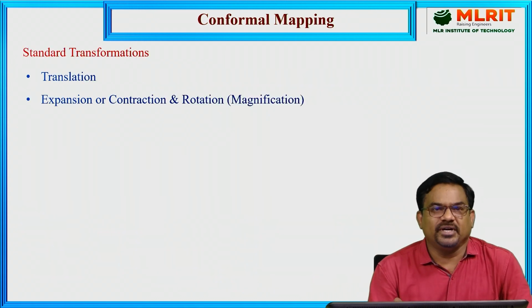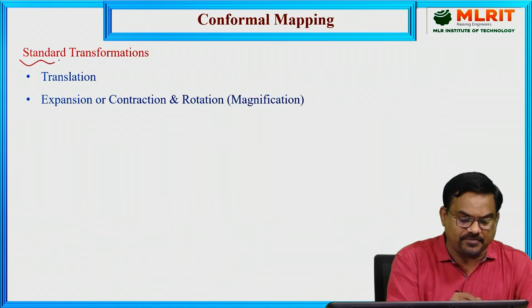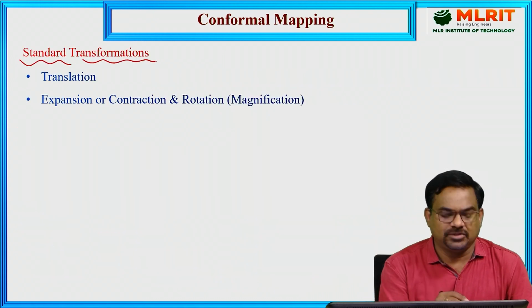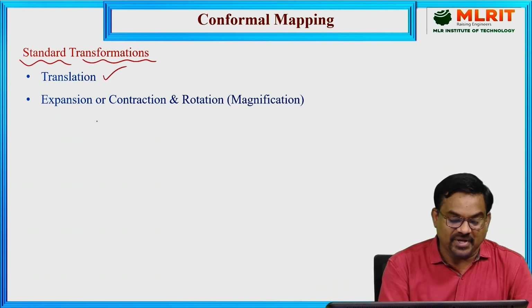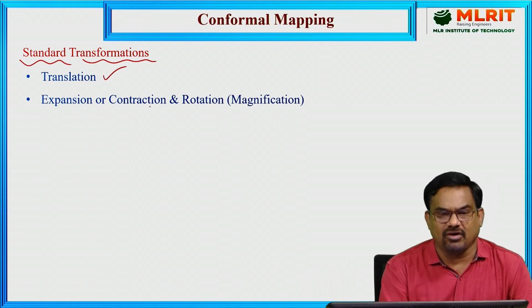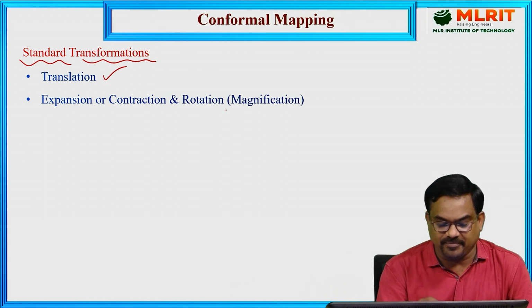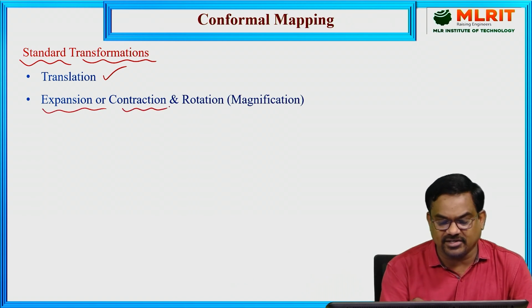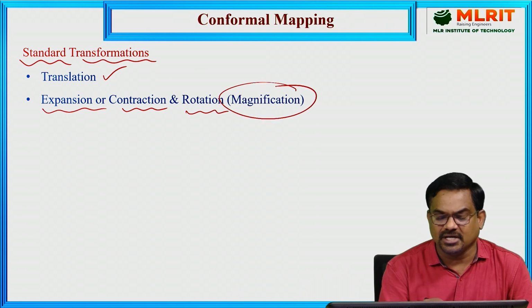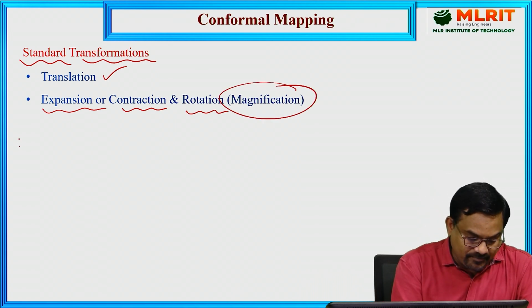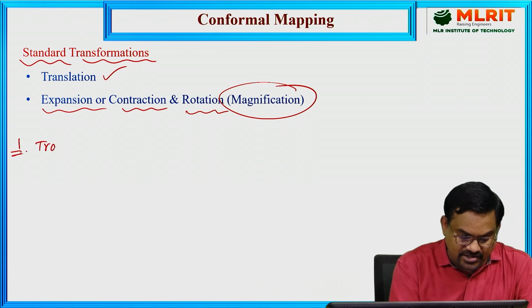Now, coming to the standard transformations. There are two standard transformations called translation, and expansion or contraction and rotation. That means magnification. This comes under magnification. Now, coming to the first one, translation.